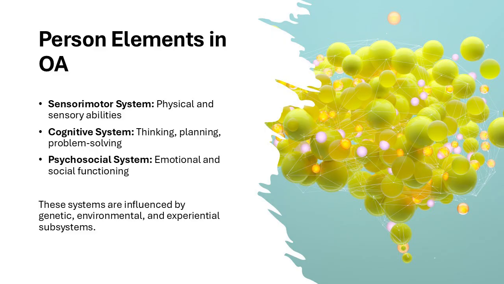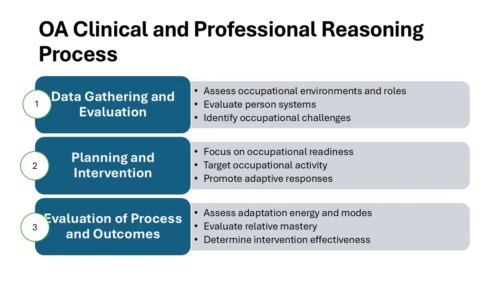Okay, so that's the person component. How does a therapist actually use all this in practice? There's a clinical reasoning process, right? Yes, OA provides a pretty systematic way to think through it. Step one is solid data gathering and evaluation. What does that involve? It means really understanding the client's meaningful occupational roles and the environments where they happen. Then you evaluate those three internal person systems, sensorimotor, cognitive, psychosocial. And critically, you identify those specific occupational challenges. The press for mastery. Finding the mismatch. Finding the mismatch.